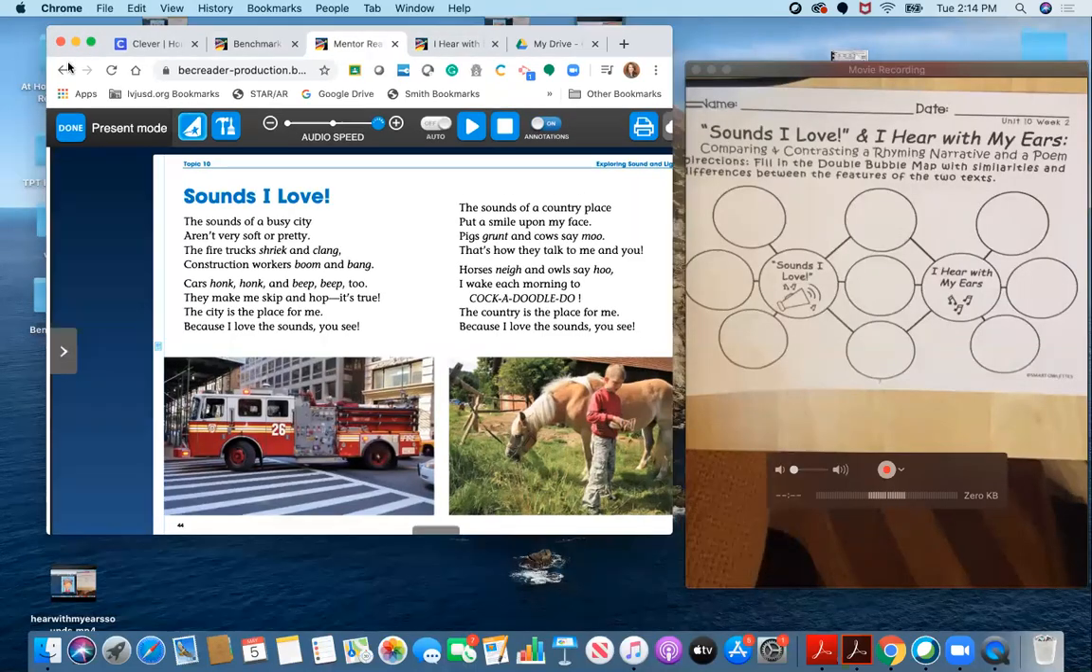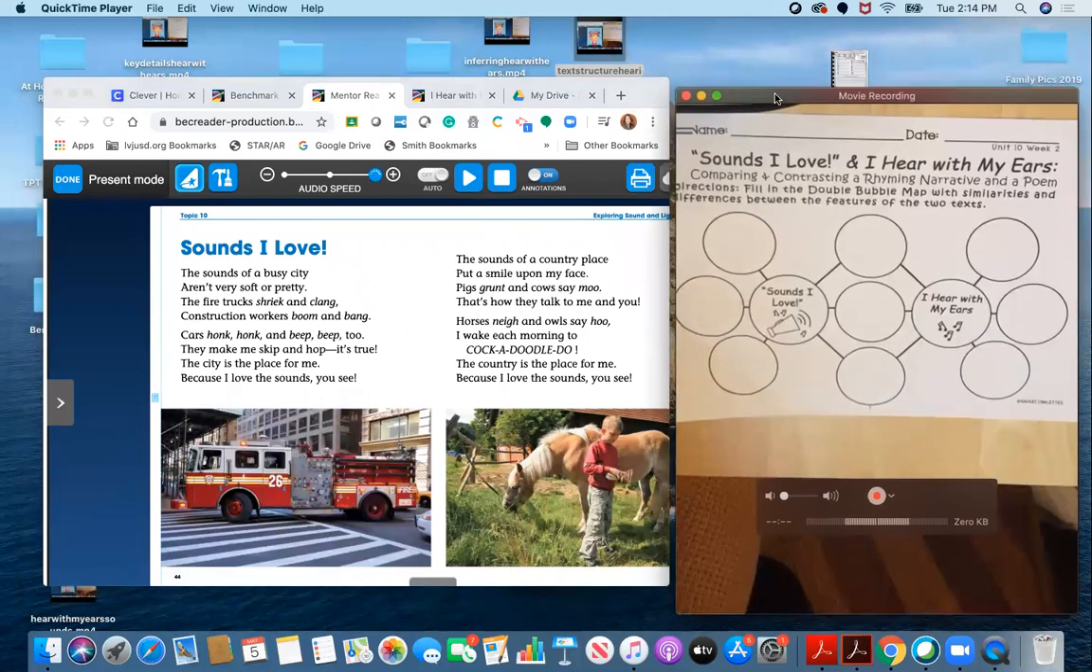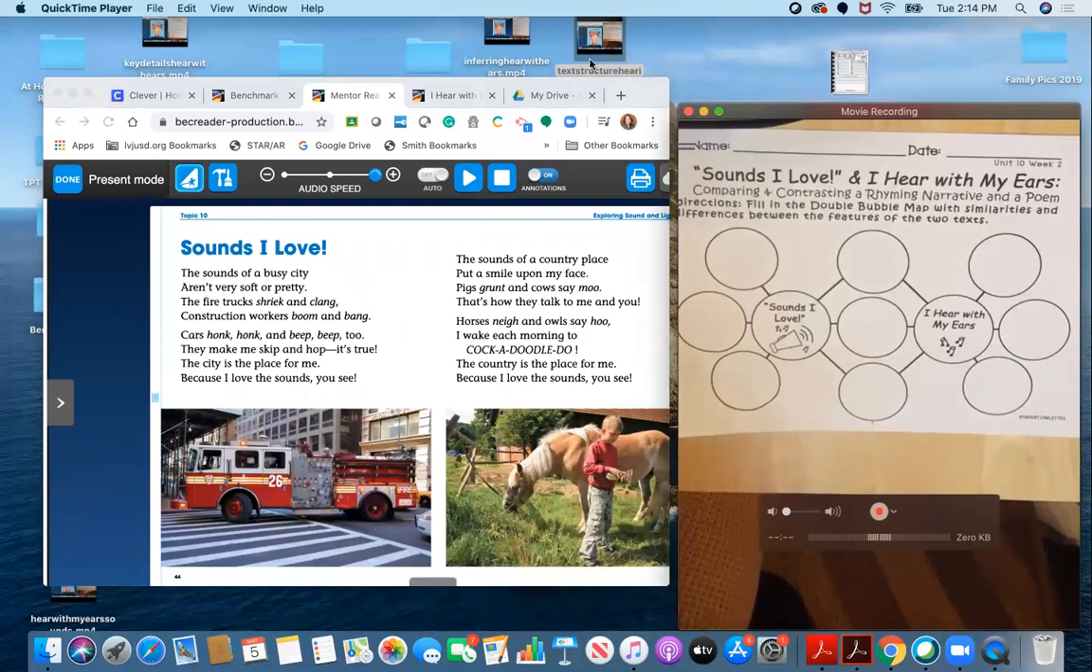Okay, hi first graders. Today we are doing our compare and contrast lesson for the week, comparing the two texts that we have read. One from last week, which was Sounds I Love, and the one from this week, I Hear with My Ears. So we're going to use a double bubble map to compare and contrast these two different texts.